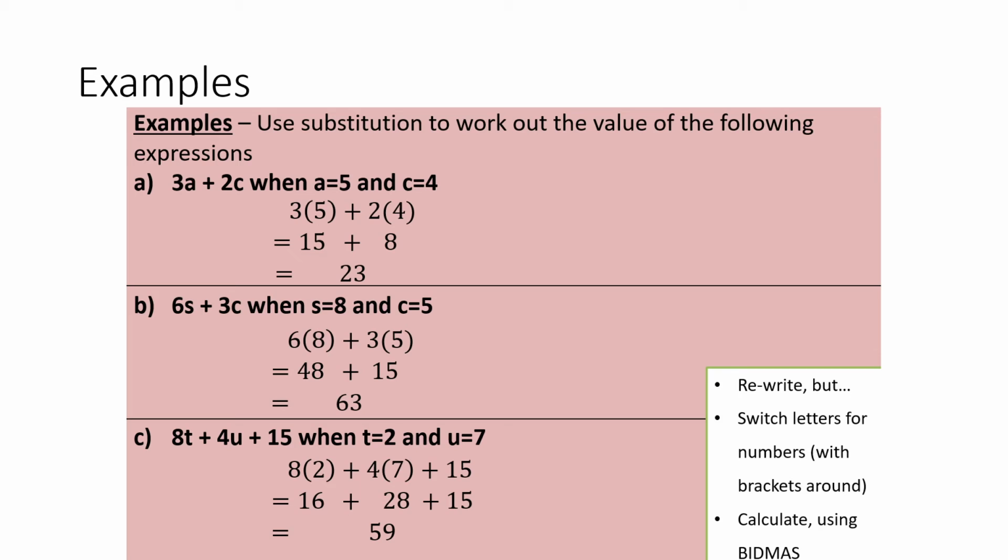On these examples, we've just got more letters and we've got more things to substitute, but it's no different. So we've got 3a plus 2c when a is equal to 5 and c is equal to 4. Remember, 3a just means 3 times a, and 2c means 2 times c. You change the a to a 5, you change the c to a 4. 3 times 5 is 15, 2 times 4 is 8. You add those two final numbers together, you get 23. You can see the same thing follows on example B and example C.